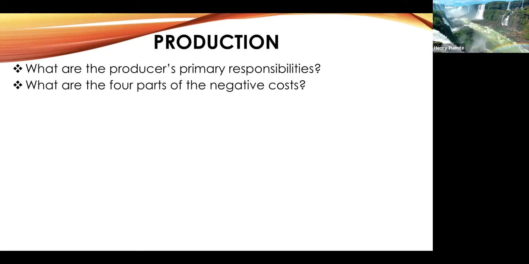So again, number 1, acquisitions. Number 2, pre-production. Number 3, production. And number 4 is post-production. And those are the 4 parts of negative costs. The negative being how much does it cost to make a movie. They refer to it as the negative because you're shooting film on a negative.